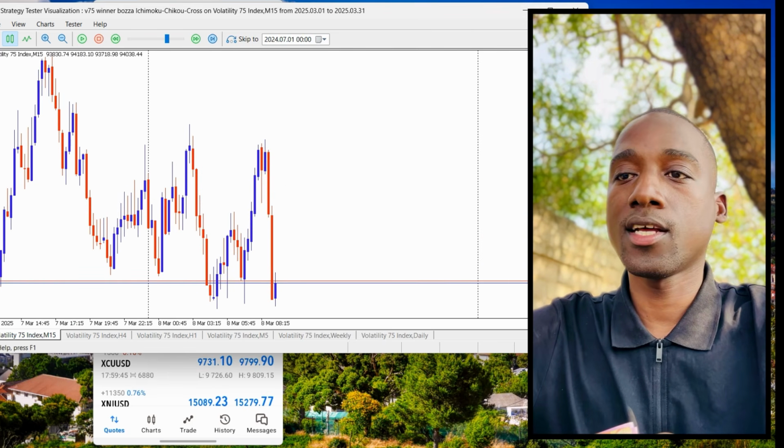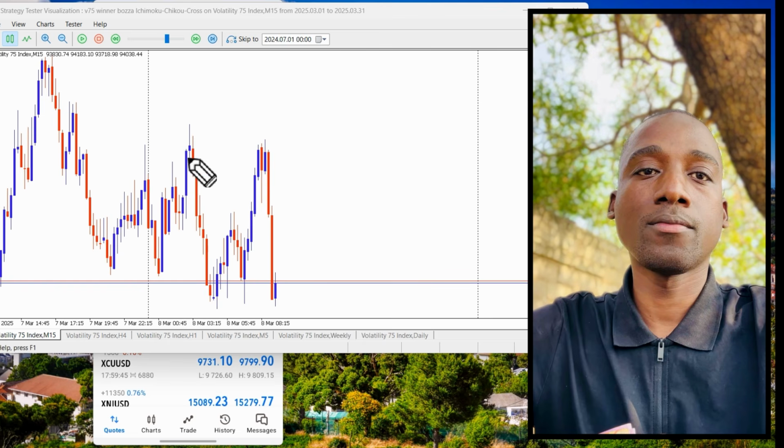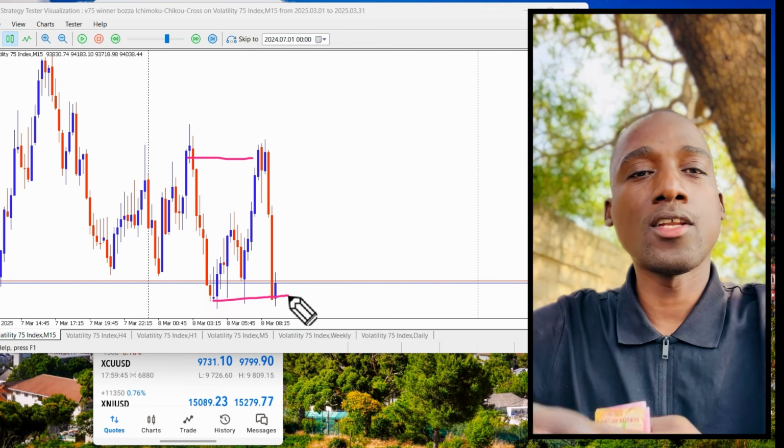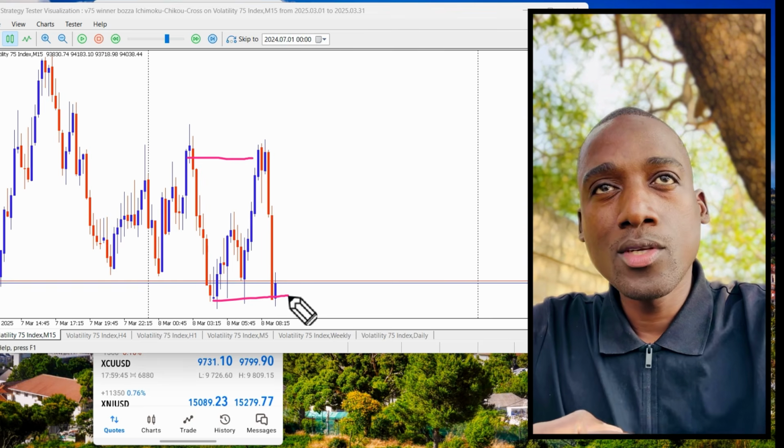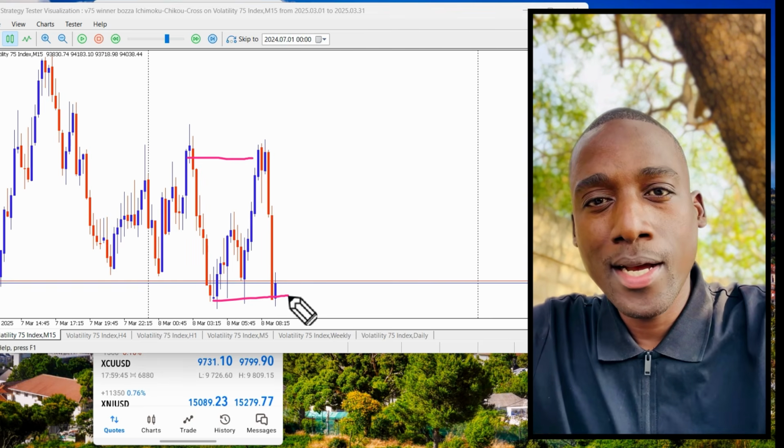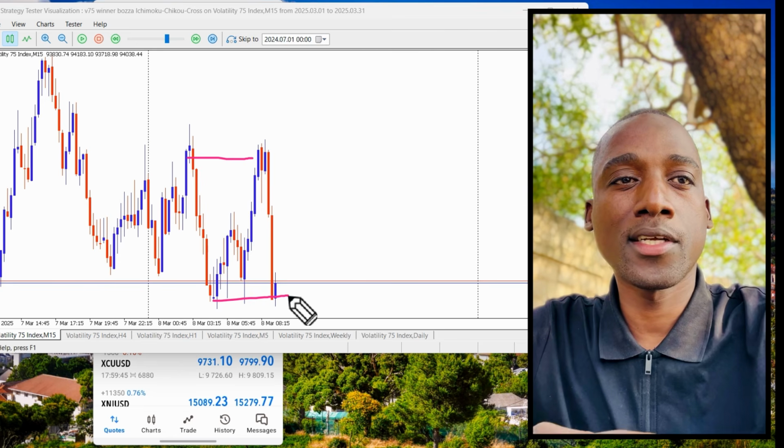So you can see right now we've made a sell here. See, the exit was here. You can apply the strategy to trade any financial asset. I'm giving you the strategy so that you can start making money. This is the easiest way for you to make money trading the financial market.